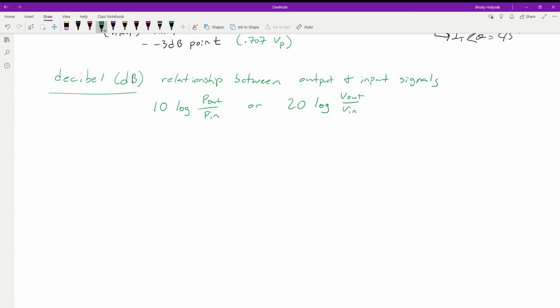And so if it's a positive dB, that means we've amplified. If it's a negative dB, it means we've attenuated the signal somewhere. The next one that we have is our resonant frequency.